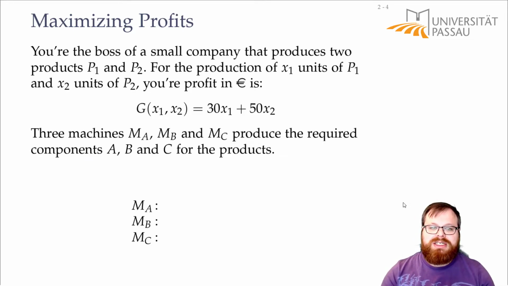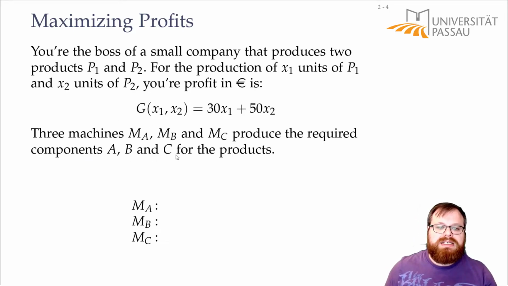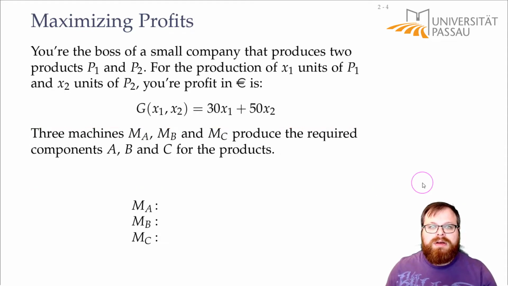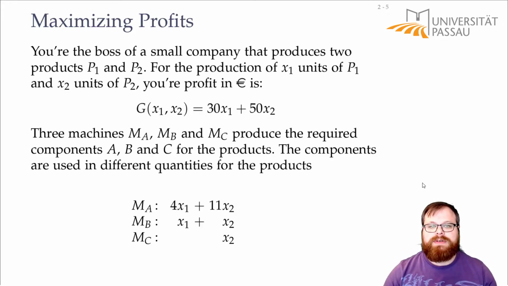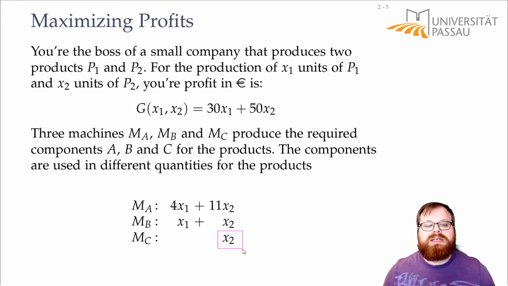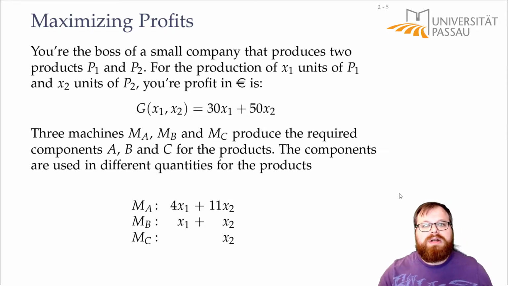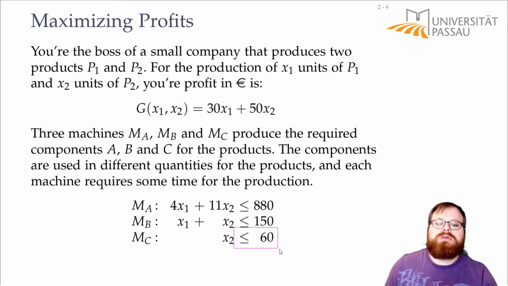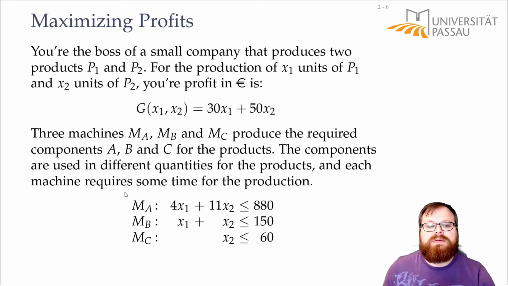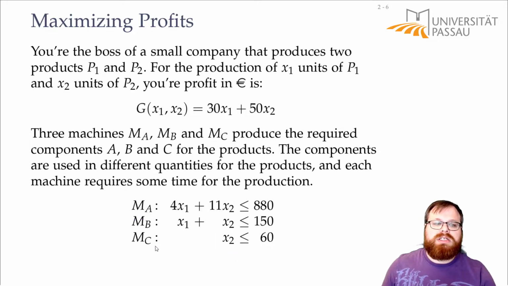We have three machines that create our components A, B, and C that we need to produce the hardware. And we need those components in different quantities for our different types of hardware. So for example, for a mouse we might need a scroll wheel, but not for a keyboard. Also, our machines take some time to create the components. So within one day, for example, we might be able to create 60 of component C and 880 of component A, and for a mouse we need one of component C, and for the keyboard and mouse both we need one of component B.